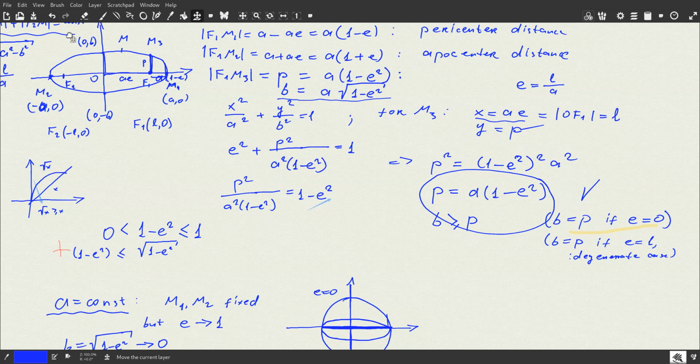But if the size of the ellipse is fixed, so it is still of the major axis being 2 times A, but eccentricity tending to 1 simply by shrinking B, then it becomes a straight line segment. Okay?